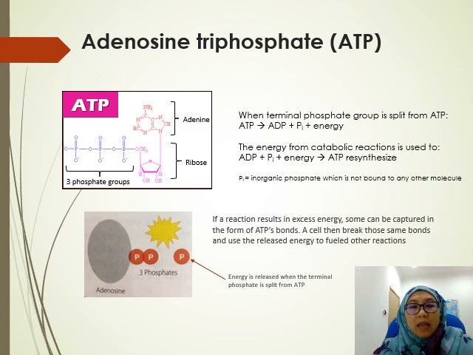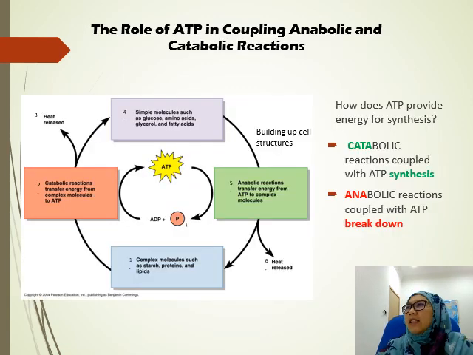In cells, the chemical composition of living cells is constantly changing, right? Some molecules are broken down while others are being synthesized. This balanced flow of chemicals and energy maintains the life of a cell. Now we're going to look into the role of ATP in coupling the anabolic and catabolic reactions. The question is, how does ATP provide energy for synthesis?